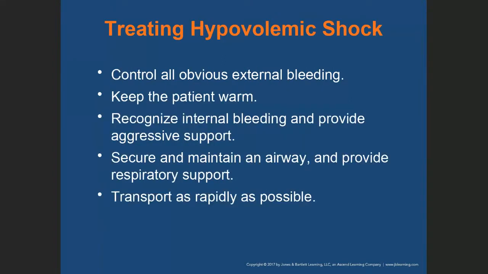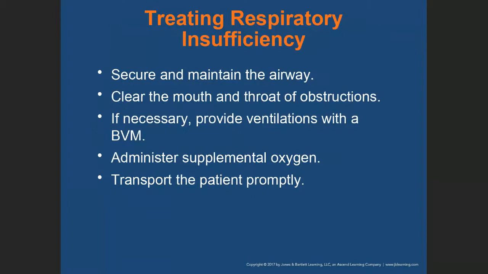Treating hypovolemic shock, control all obvious external bleeding. Keep the patient warm, recognize internal bleeding, and provide aggressive support. Secure and maintain an airway and provide respiratory support. Transport as rapidly as possible. In treating respiratory insufficiency, secure and maintain the airway, clear the mouth and throat of obstructions. If necessary, provide ventilations with a BVM, administer supplemental oxygen, transport the patient promptly.